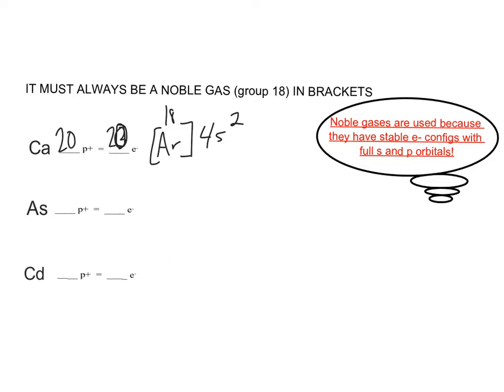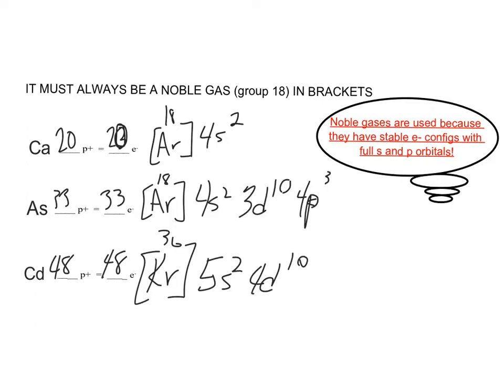Like I said, go ahead and pause the video here. Do arsenic very quickly. Do cadmium very quickly. See if you can get the right shorthand configurations. Okay, here are the answers for arsenic and cadmium. See that, having to draw 33 or 48 arrows, or even still electron configuration writing all the way out from 1s all the way up to 4d or 4p still takes a long time. So having this even shorter shortcut method can potentially save us some time.